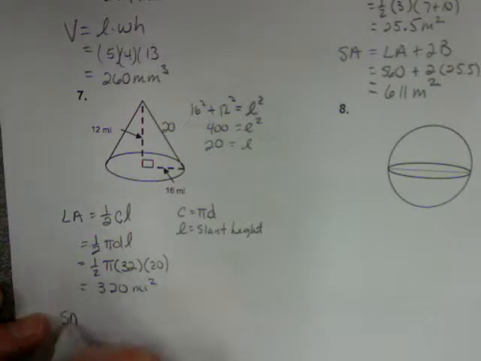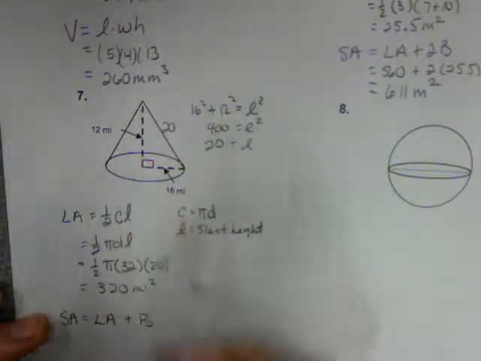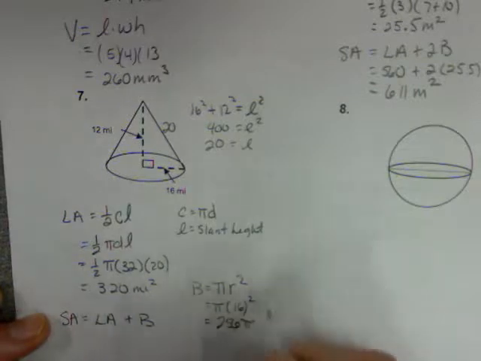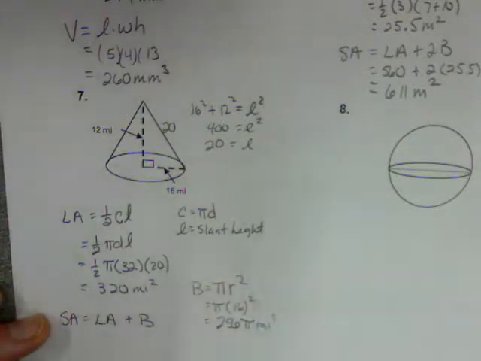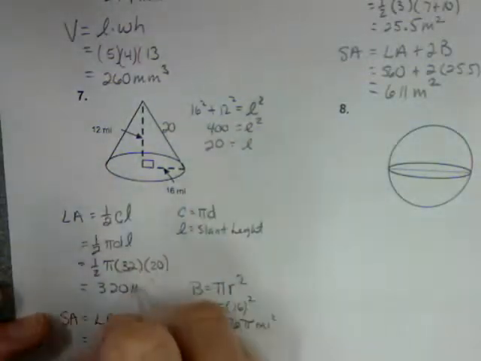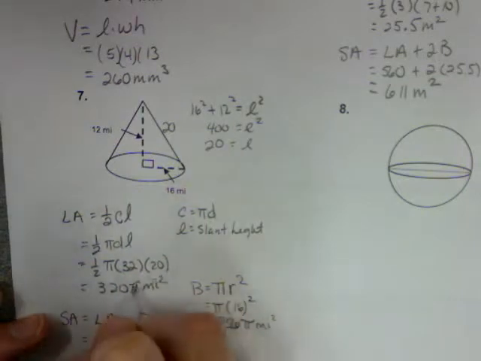So the surface area is going to be the lateral area plus our base area. We don't have our base area, so we need to find that. Because the base is a circle, we're going to use pi r squared. So the radius is 16, square 16 and multiply it by pi, so the area is going to be 256 pi miles squared. So we can substitute in here. And I'm sorry, I saw my mistake here, 320 pi miles squared.